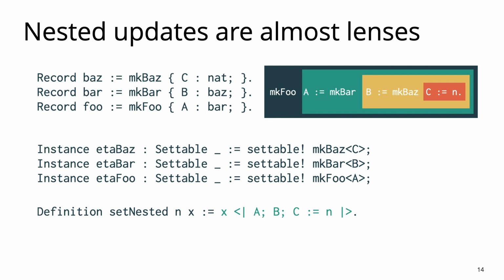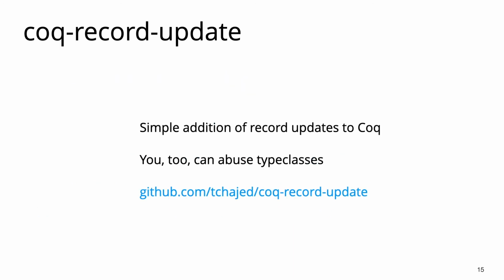I'm not going to go into detail on how this feature is implemented, but basically it's just a recursive use of set. So in conclusion, Coq record update is a simple way to add record updates to Coq. I think this is a really nice solution that, while it does require a little bit of boilerplate if you're not willing to use any OCaml code, it adds record updates to Coq with a relatively nice UI without having to add any syntax or hack the compiler directly.